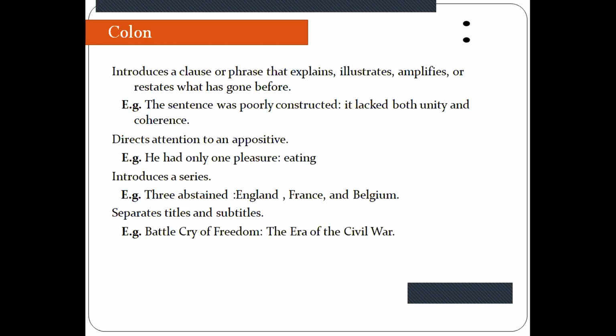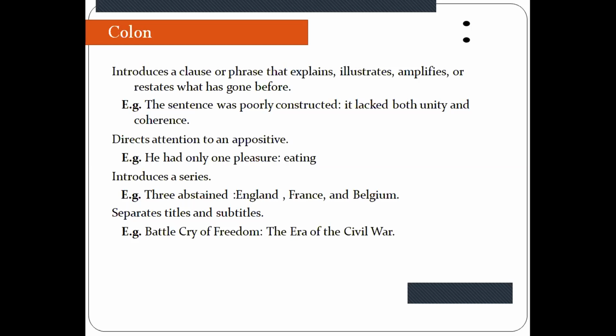So we say a colon also introduces a series. For example, three countries abstained: England, France, and Belgium. Do you understand? We offer three subjects: procurement, governance, and project management. That's clear, and it's very easy.